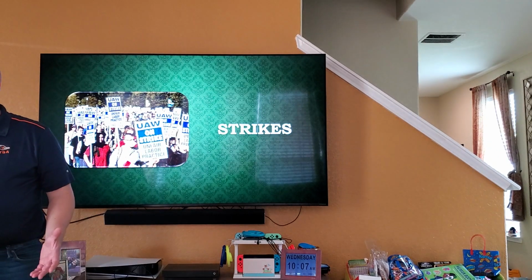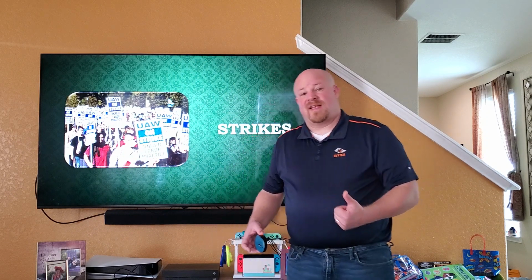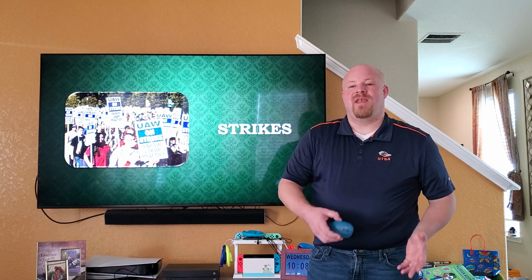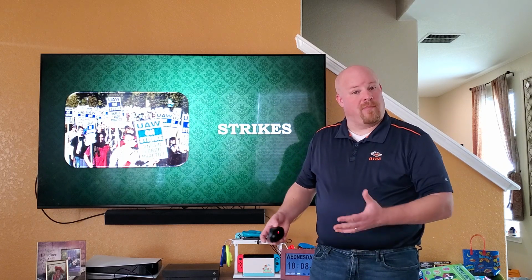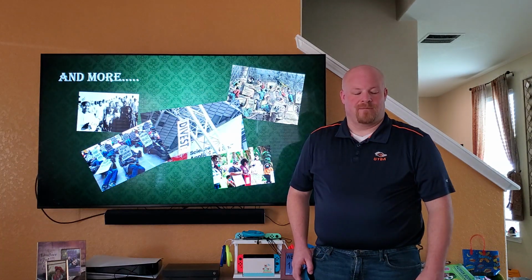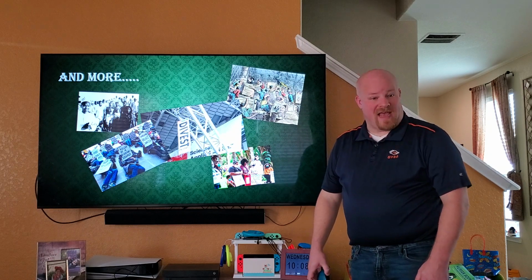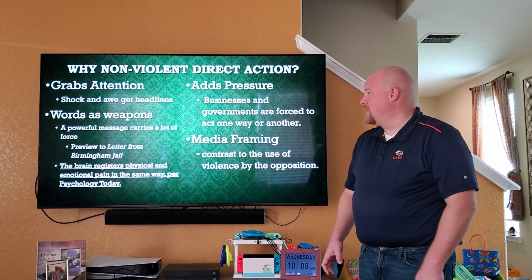Strikes. In the context of unions, that's usually where you'll find strikes. Employee needs, worker needs, are not being met, so they refuse to work until the employer, the boss, meets those needs. And there are a few others. There's some pictures of other kinds of direct action, but we are more focused on the ones mentioned this week.